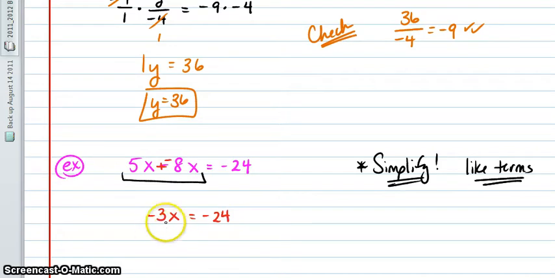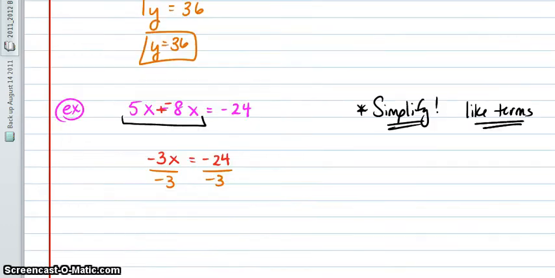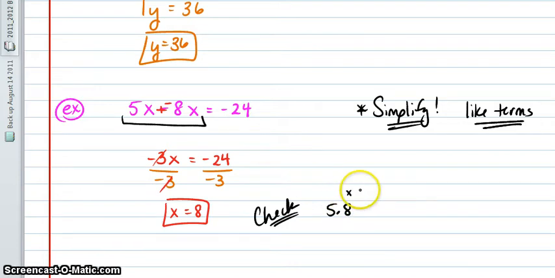I am multiplying, so in order to undo the multiplication, I need to divide. -3 divided by -3 is 1. That gives me x. Negative divided by negative is positive, and I do in fact get 8. I can check this one as well. Going back to that original equation, 5 times 8, so again that's my x, minus 8 times 8, there's my x again. Does that equal -24?